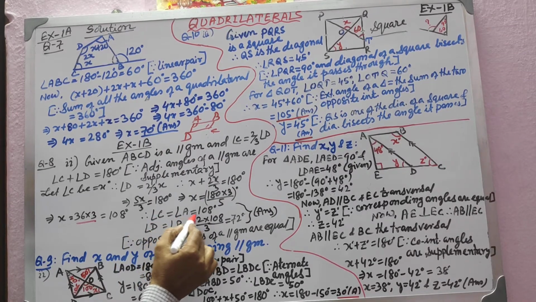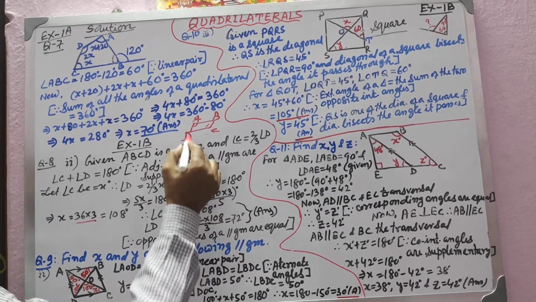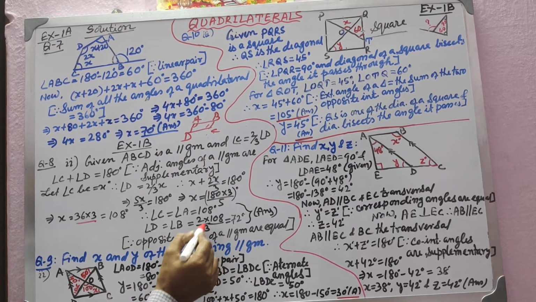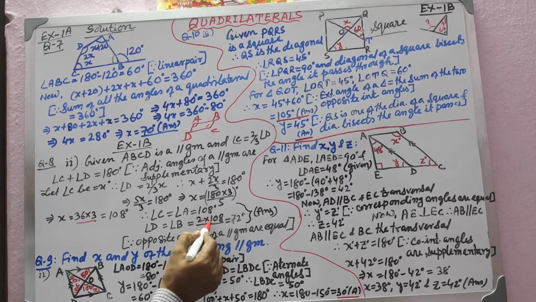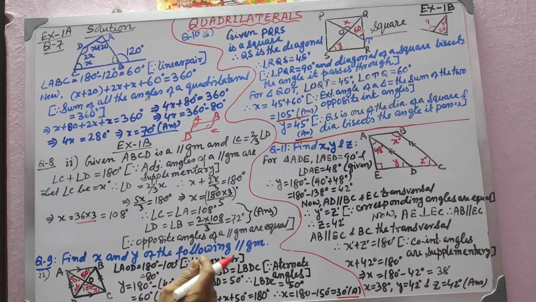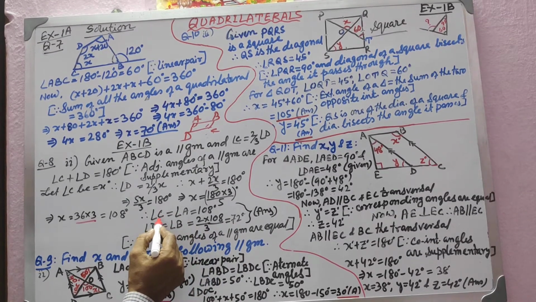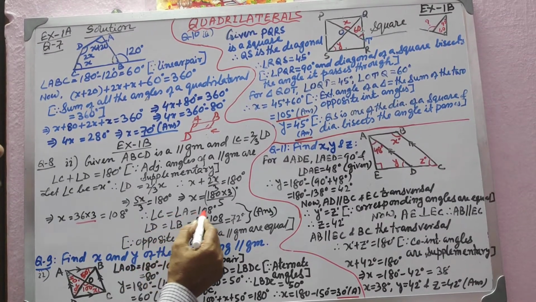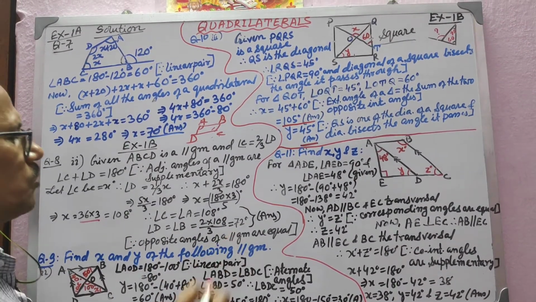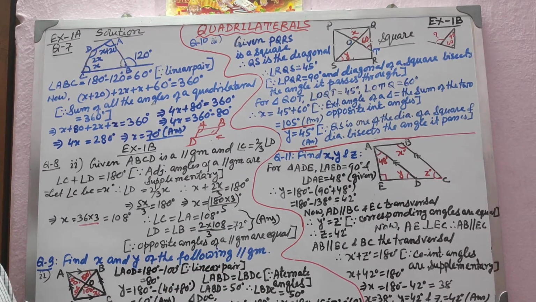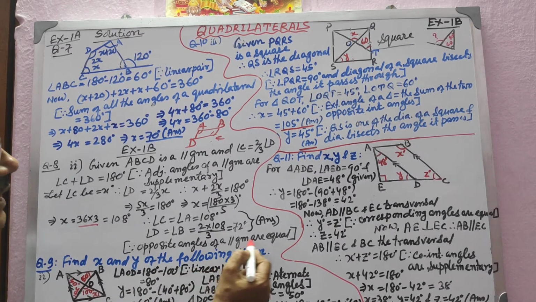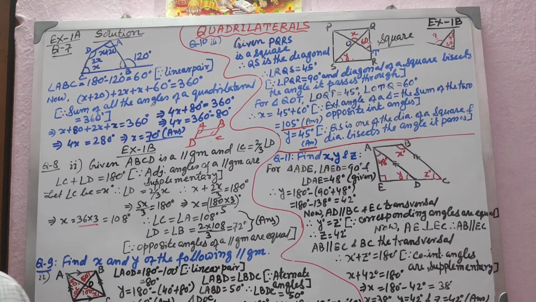So C is equal to A is equal to 108 degree, and B is equal to D, which is equal to 2/3 of 108. That is, 36 into 2, which is 72 degree. That means A is equal to 108 degree, B is equal to 72 degree, C is equal to 108 degree, and D is equal to 72 degree. Because the opposite angles of a parallelogram are equal, that reason you also have to write down.